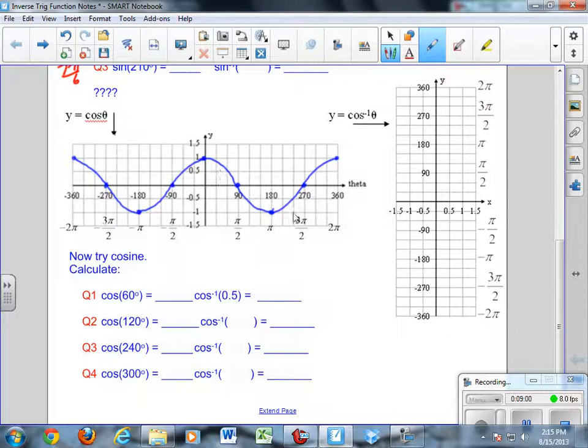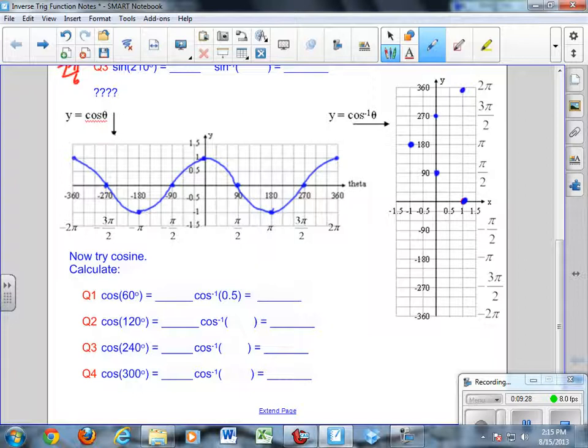Inverse cosine, here's our points. Let's go ahead and draw the graph for this. If we were to reverse the points, at 0, the trig value is at 1. So when the trig value is at 1, the angle is 0. Actually, I'm going to put that in blue. When we're at 90, we're at 0, so I have 0, 90. When we're at 180, we're at negative 1, so I have negative 1, 180. And then 0 at 270, and then 1 at 360.